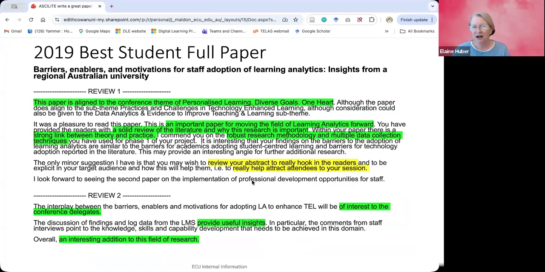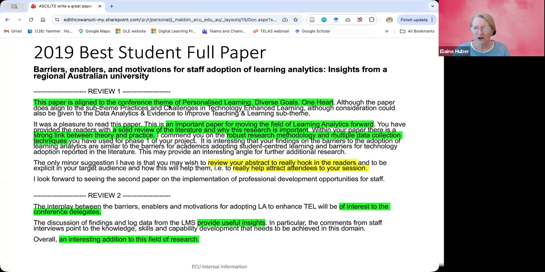So this is an example from a previous ASCILITE executive member, Hazel, who won Best Student Full Paper in 2019. This is a slide from a previous presentation that she said we could share. She just highlighted some of the feedback that she'd got. She hasn't put the raw scores, but this was the sort of written feedback that she received. Her paper was around learning analytics at that time. She was a PhD student, so that's why it fell under the student full paper category.